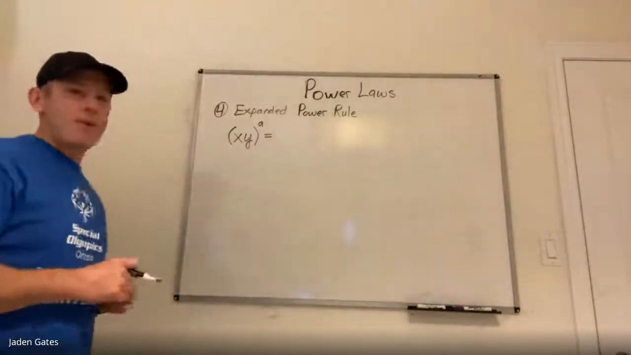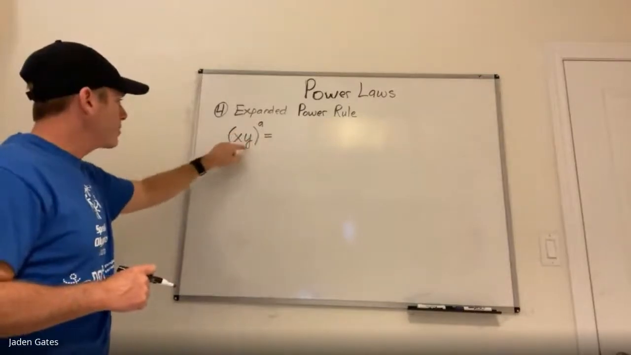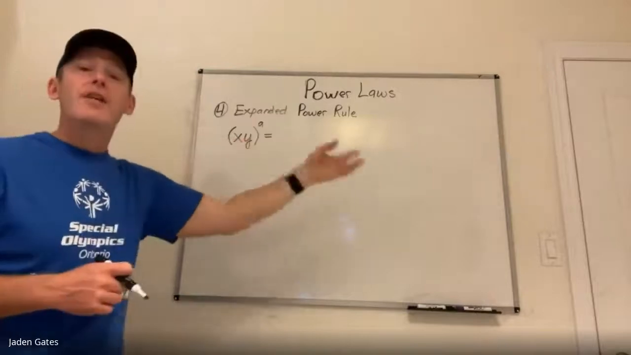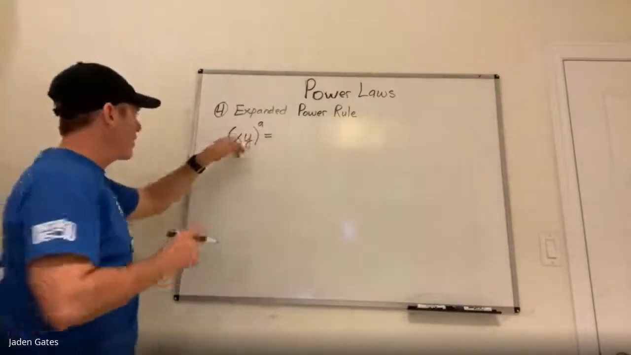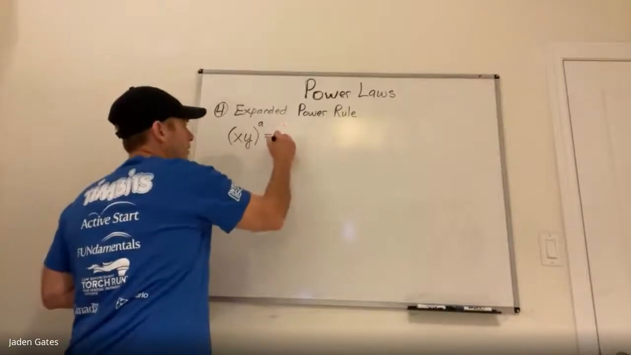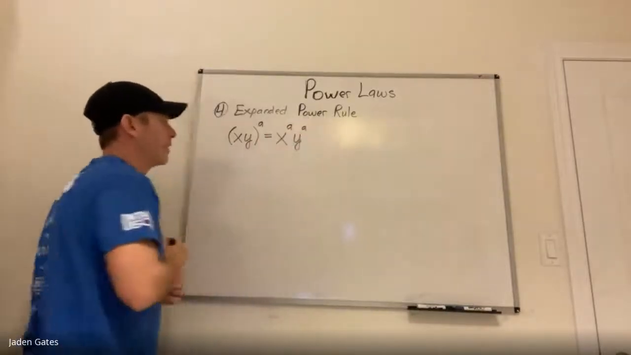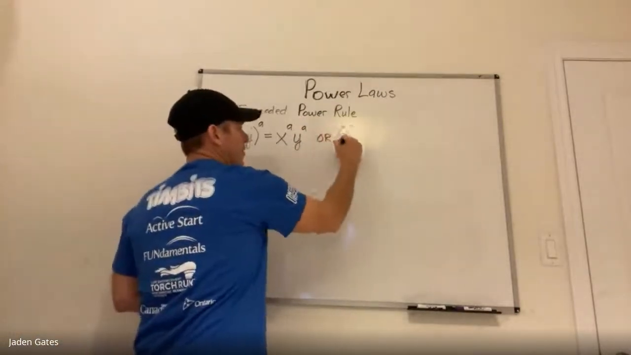And what the expanded power rule says is that whether there's one thing, two things, three things, or four things in the brackets, the exponent is applied to everything in the brackets. And so I would have to take x to the power of a, and I also have to take y to the power of a. Now those are two multiplying things.